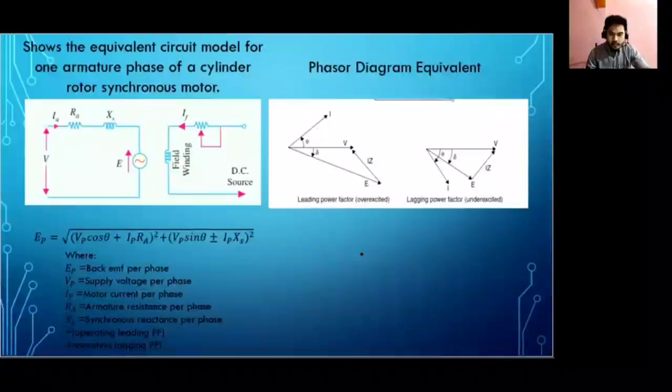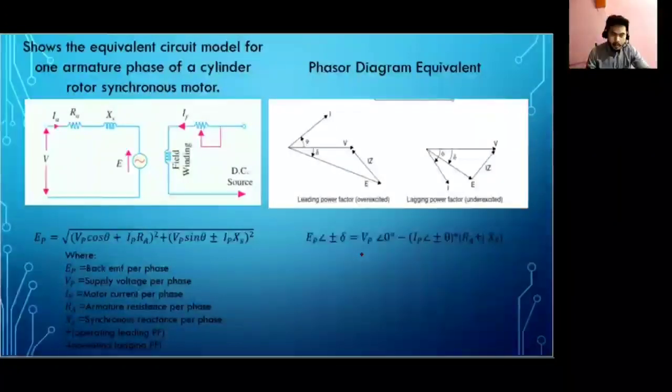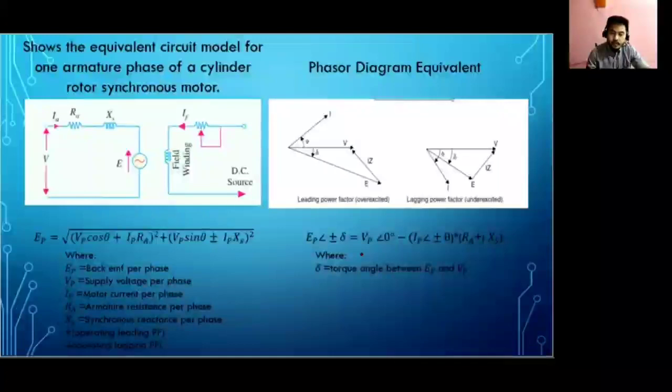Now I have two phasor diagrams here, representing the over excitation and the under excitation. Those two keywords will be important when representing the leading power factor and lagging power factor. And we came up with this formula in complex format. Now that is EP with the angle of delta equals VP angle 0 plus or minus IP, which represents the complex format of your motor current, times RA plus jXS as your impedance. Now, this delta represents the torque angle between your induced EMF and your supply voltage. The same still, our theta represents positive if it is leading, and negative for lagging.